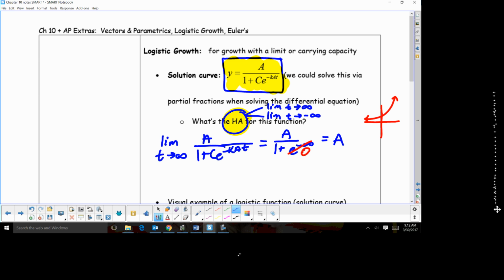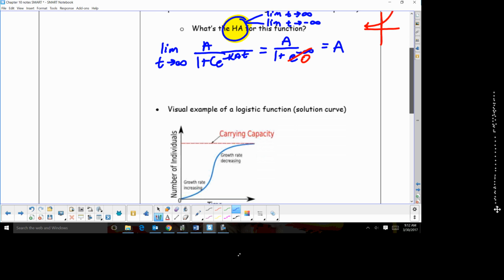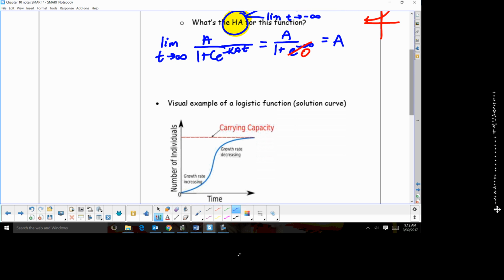Now think about that. We'll come back here. We just said the horizontal asymptote is y equals A for one of them. Do we agree? Here's a horizontal asymptote at y equals A. Is A the carrying capacity? Yeah. So does that make sense?